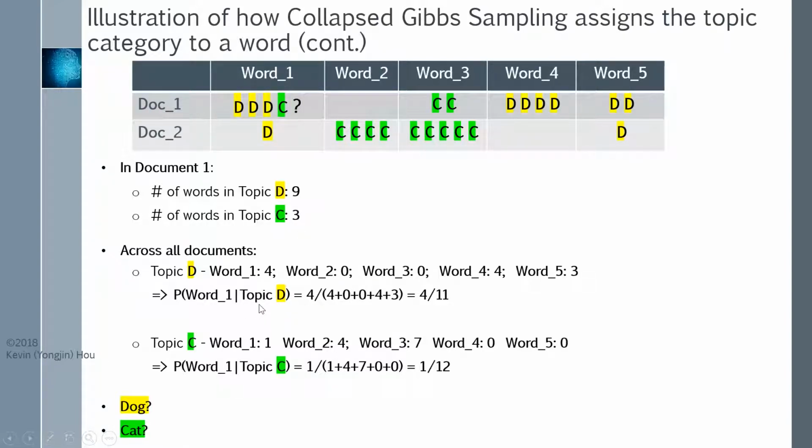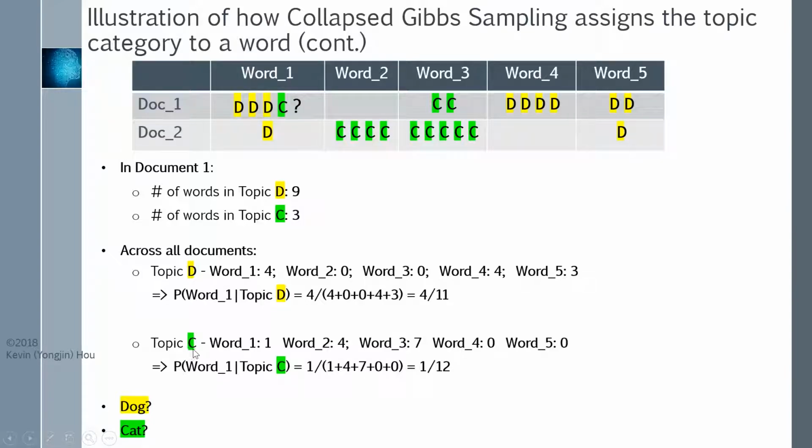Now we do the math. Actually, sorry, this part is across both documents. Now let's do very simple math. If it's topic D, what's the probability that it has the first word, word 1? We know it's 4 divided by everything else, the sum of 4, 0, 0, 4, 3. So it's 4 out of 11 that it has word 1 for topic D.